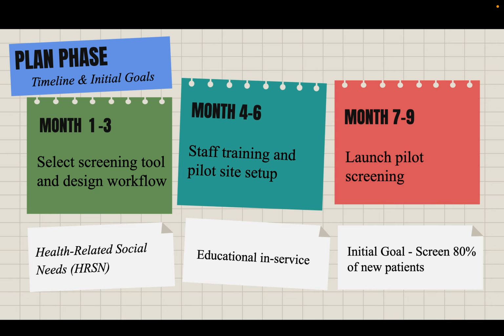Our initial goal is to screen 80% of new patients at the pilot site. This goal allows us to demonstrate measurable improvement and provides a clear benchmark for success. We will track progress using 2 main metrics: baseline data, which is the current screening rate for social determinants of health, and the post-implementation data, which is the percentage of patients screened using the new SDOH tool, which will allow us to evaluate the effectiveness of our workflow and training.